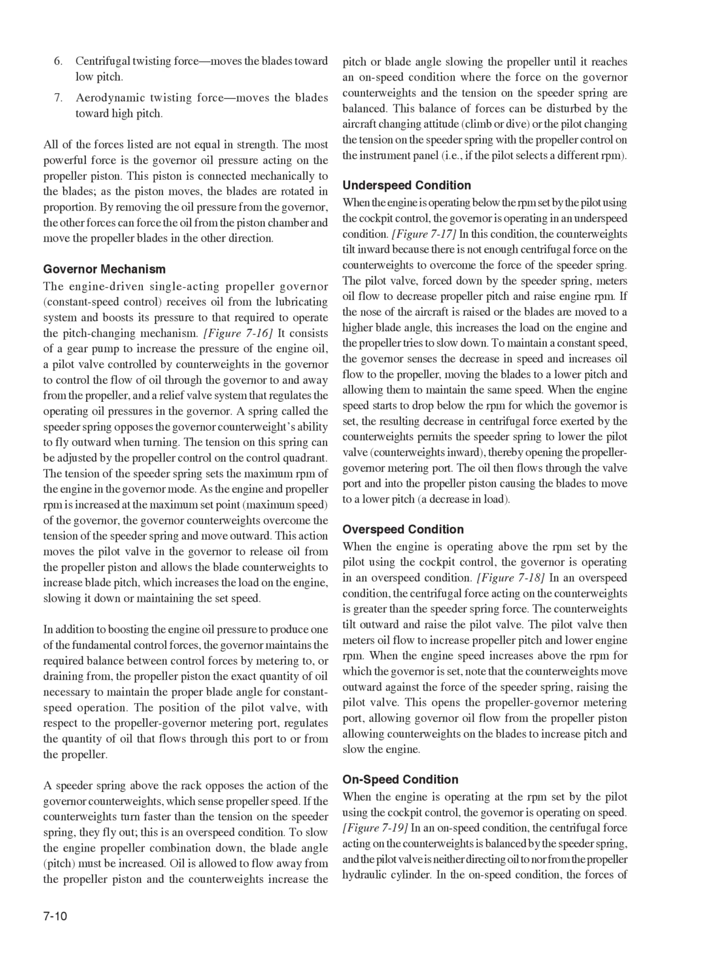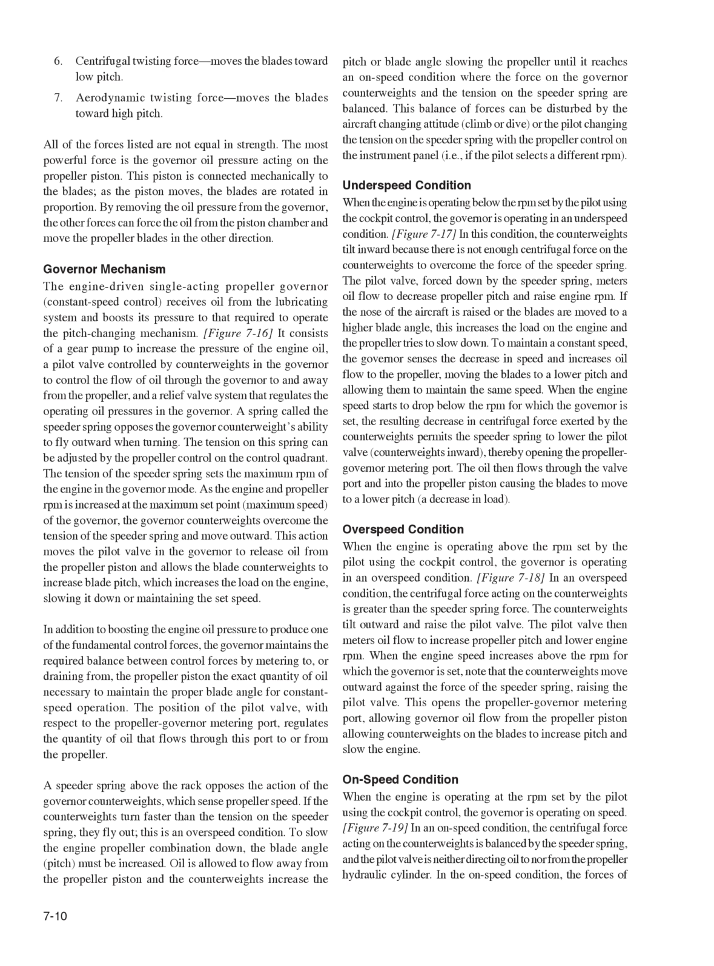If the nose of the aircraft is raised or the blades are moved to a higher blade angle, this increases the load on the engine and the propeller tries to slow down. To maintain a constant speed, the governor senses the decrease in speed and increases oil flow to the propeller, moving the blades to a lower pitch and allowing them to maintain the same speed. When the engine speed starts to drop below the RPM for which the governor is set, the resulting decrease in centrifugal force exerted by the counterweights permits the speeder spring to lower the pilot valve, counterweights inward, thereby opening the propeller governor metering port. The oil then flows through the valve port and into the propeller piston, causing the blades to move to a lower pitch, a decrease in load.